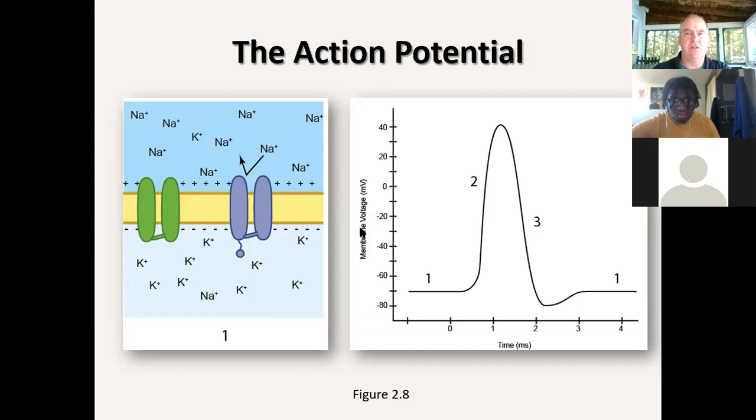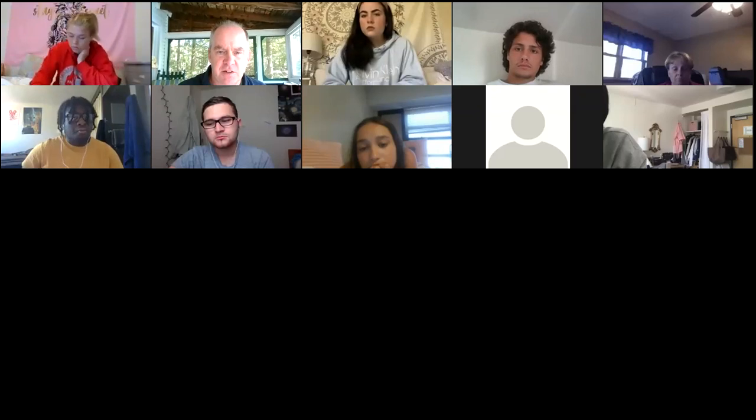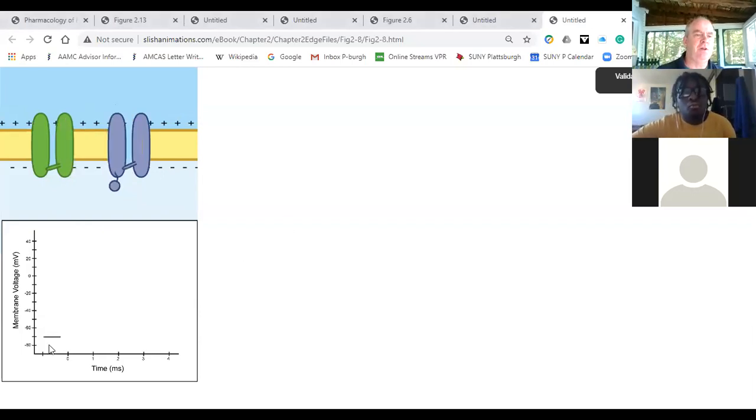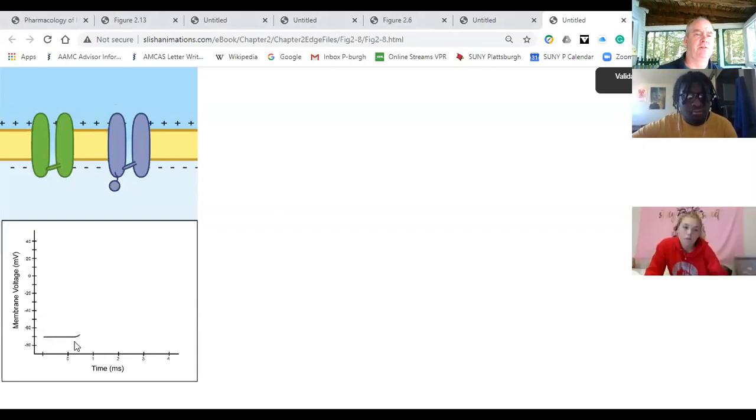Okay, so let's look at the animation of this. Sometimes these animations are a little bit too fast, I think, but they're in your book. You can see them there if you want to. In this animation, I've put that last figure right next to the other figure, so you can see them happening at the same time. Again, this one may go too fast, but watch this happen anyway. We're at rest. Sodium channels open, sodium comes in, potassium channels open, potassium goes out, potassium channels close, boom, you come back up.